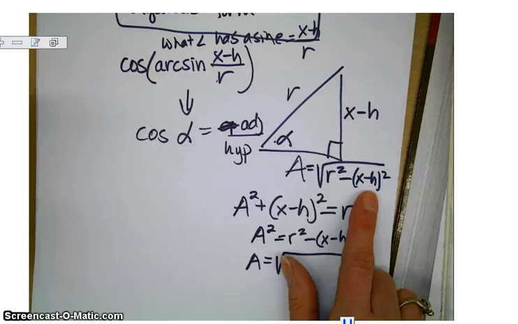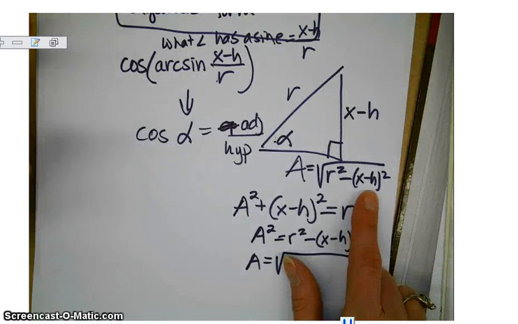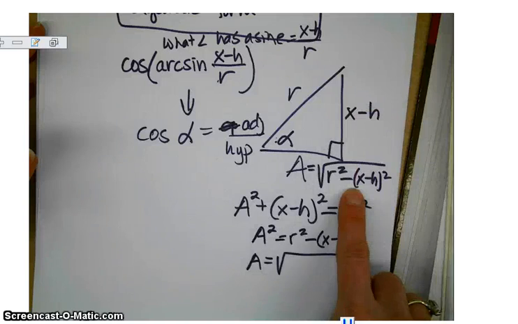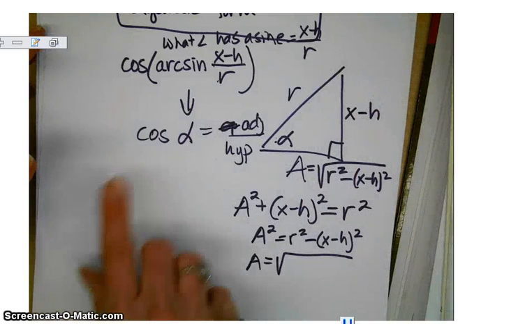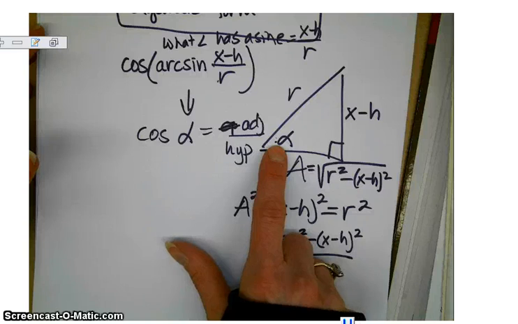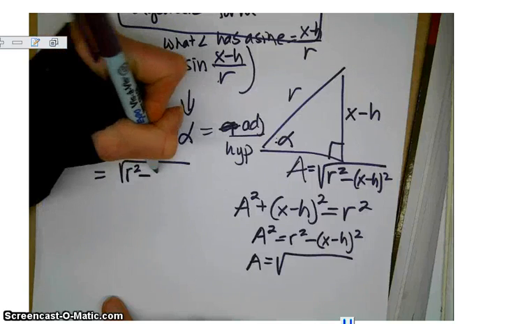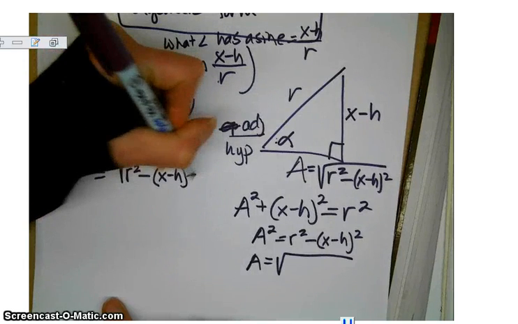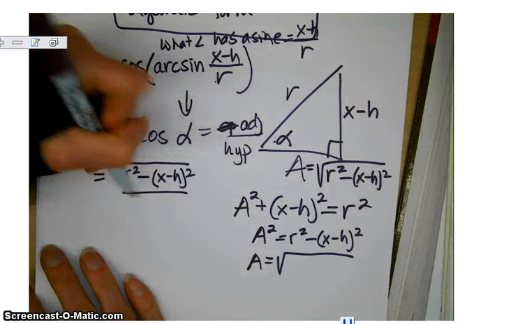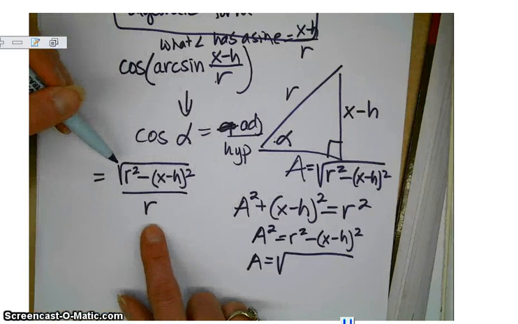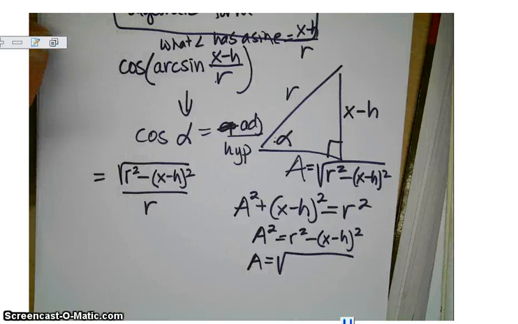Please don't try to do a bunch of stuff with this. That's not necessary. Don't try to use the absolute value quotient. No, don't, please. So now, don't we know all three sides now? So we could find any trig function we wanted to. But we only need the cosine of this angle. So the adjacent side is what we just found, the square root of r squared minus the quantity x minus h squared, over what? R. And I'm done. Is this an algebraic statement? There we go. Indeed.